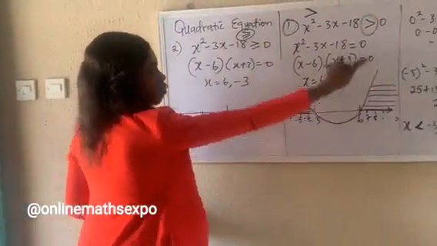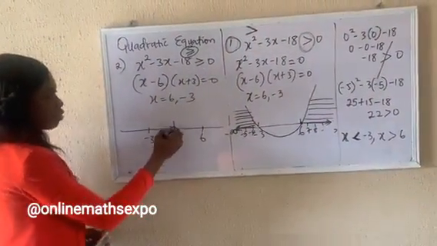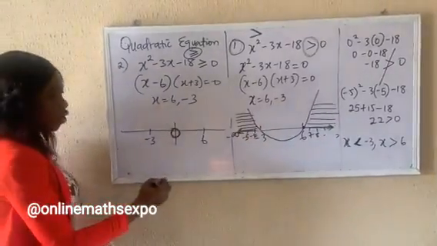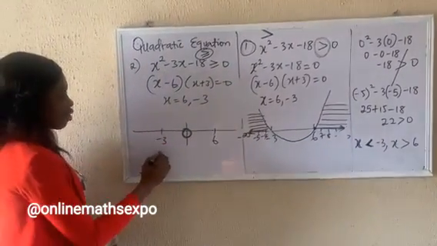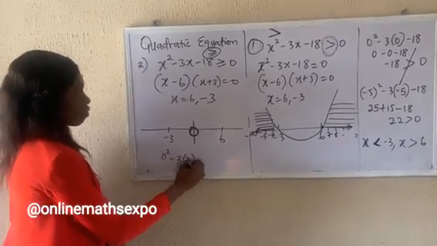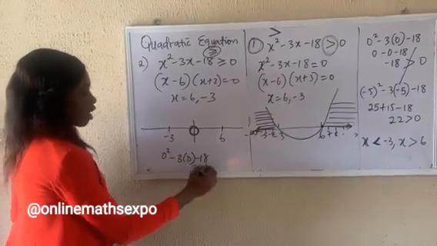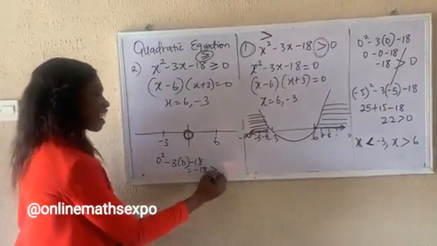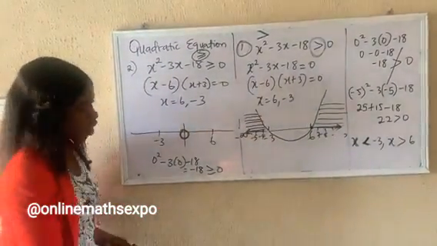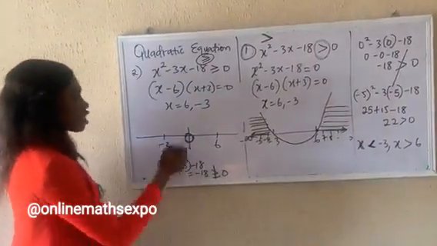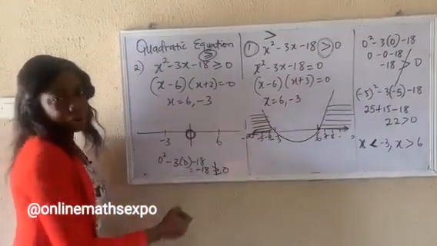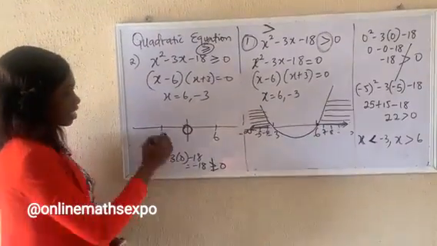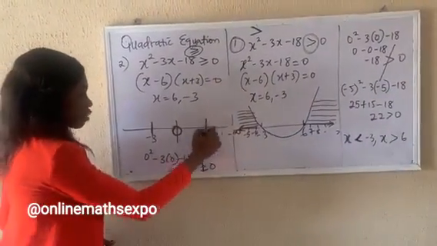The same testing we did there, remember we chose a value from the inside as x equal to 0 and tested. We have 0 squared minus 3 into 0 minus 18, which gave us minus 18. Now my question is, minus 18, is it greater than or equal to 0? No. And if you say no, it means no value within the region will satisfy the inequality. So which one is satisfying it? This part, as we have shown here.